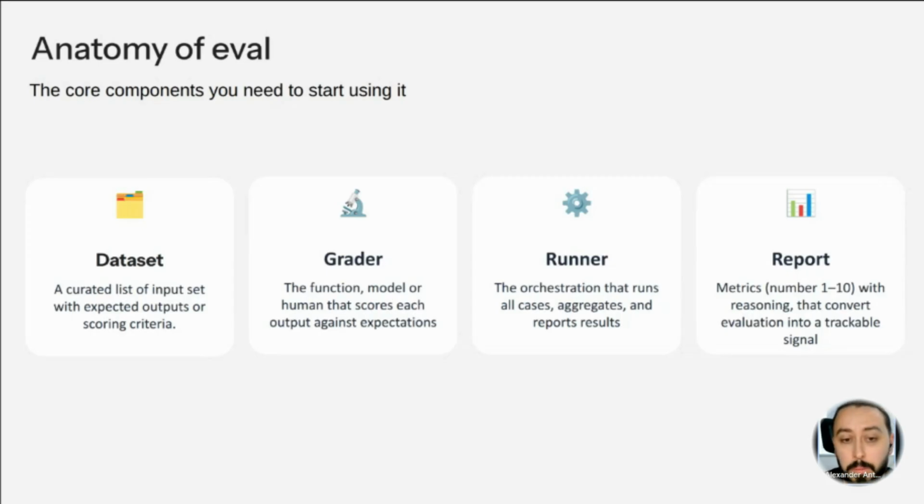Another component is the grader, or the evaluator. This is, let's say, a system that provides you some score based on the input set from the dataset. Next is the runner. This is just an orchestrator that puts all the pieces together and provides you a report as output. And the report itself is a list of metrics for each of your input sets from the dataset with some reasoning. You're converting the evaluation of your prompt into some number that you can somehow operate with.